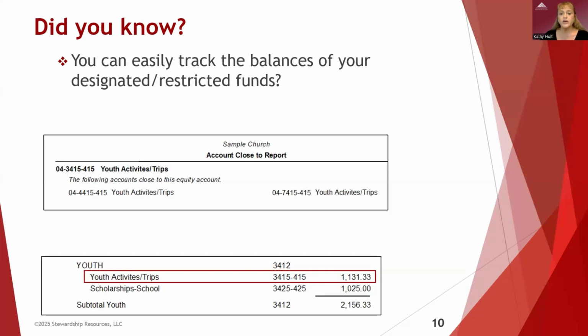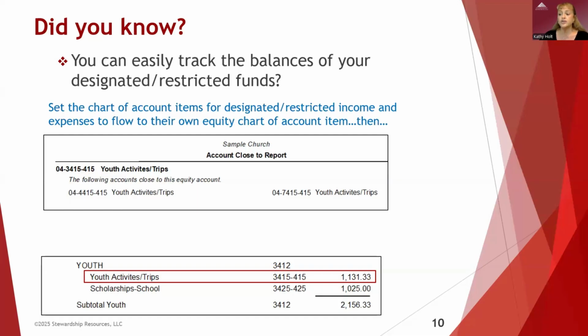Did you know that you can easily track the balances of your designated and restricted funds? You do not have to use an Excel spreadsheet to track those balances. Now you do that by setting up every chart of account item that is either an income or an expense or transfer, if you're using those accounts. You tell each one of those accounts which equity they're going to flow to.